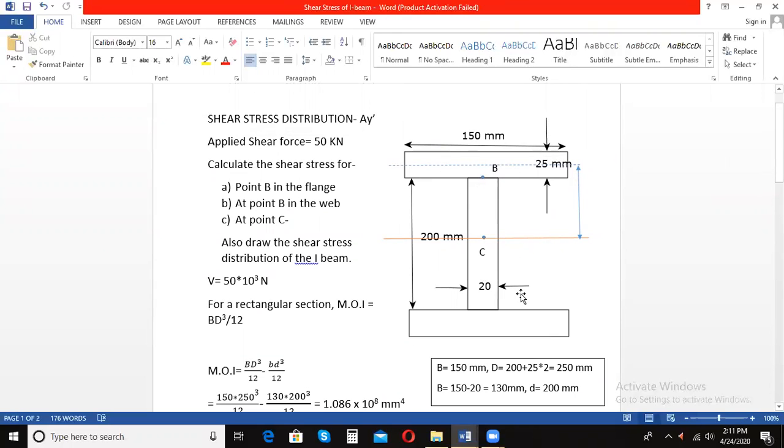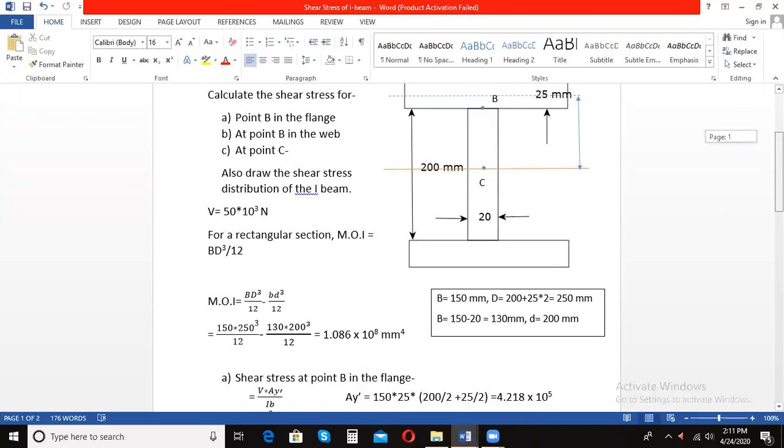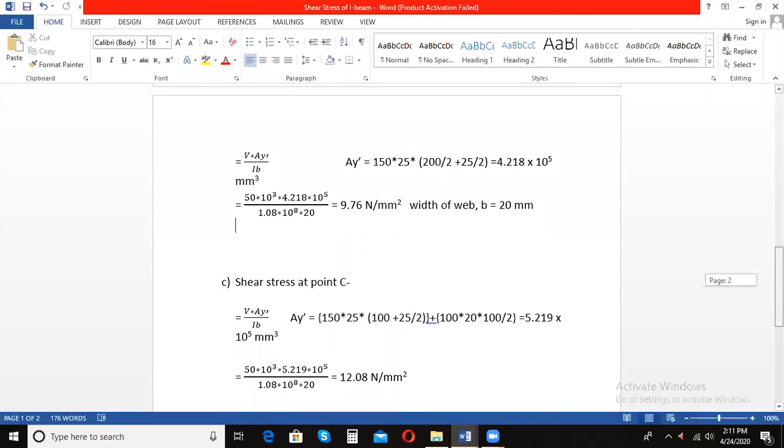Today we are going to calculate the shear stress at point C. Coincidentally, point C is also lying on the neutral axis of this I-beam. Clear? Now let's go into the calculation.